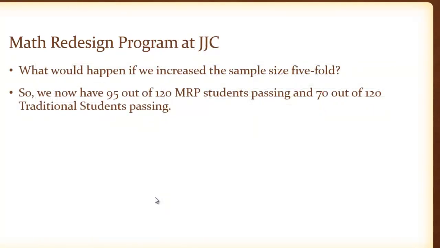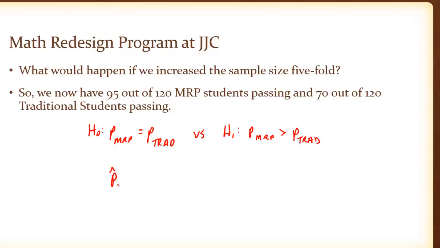And so again, our null hypothesis here would be that the proportion in the MRP equals the proportion in the traditional, versus our alternative that the proportion in the MRP exceeds the proportion in the traditional. Each of these p hats is the same as it was before. So if I did 95 out of 120, what do I get?